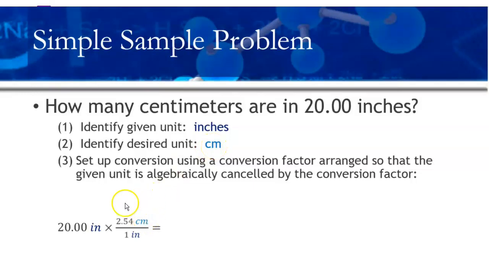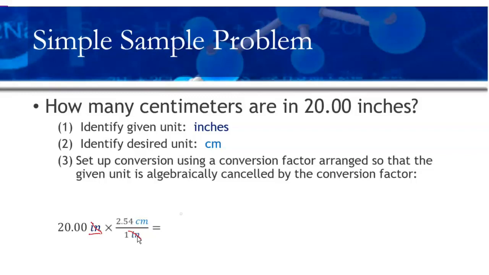So now we're going to set up a conversion factor. We write down the given value, 20 inches. We set up the conversion factor in such a way that the inches in the numerator here are algebraically canceled by the inches in the denominator in our conversion factor. So I can cross these out, not just because there are 2 inches in the problem, but rather because algebraically an inch in the numerator divided by an inch in the denominator cancels out. And so we end up with our answer, which I hadn't actually calculated.